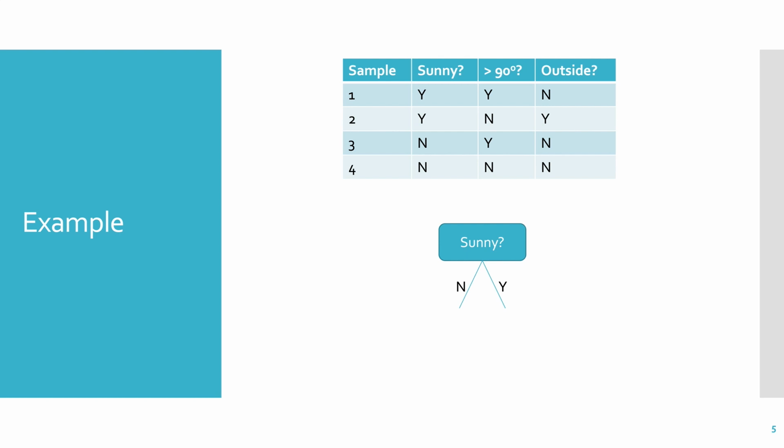We start by building a tree. We start with the root node by asking about one of the features. Let's start with sunny. So if we say sunny, then we have 2 branches: you can either have it be sunny, yes, or have it not be sunny, no. The data splits on these 2 branches. If it's not sunny outside, we have samples 3 and 4. And if it is sunny outside, we have samples 1 and 2.